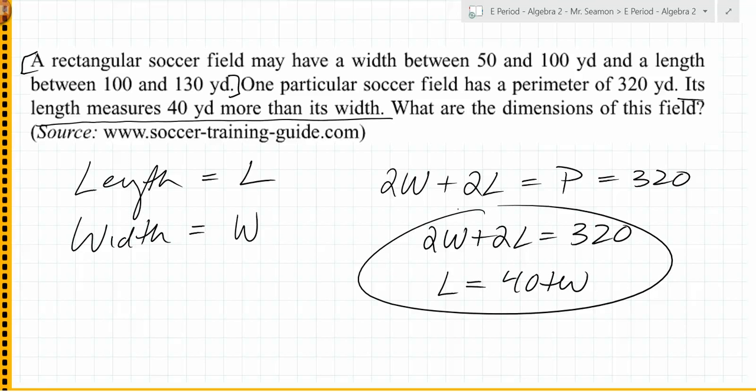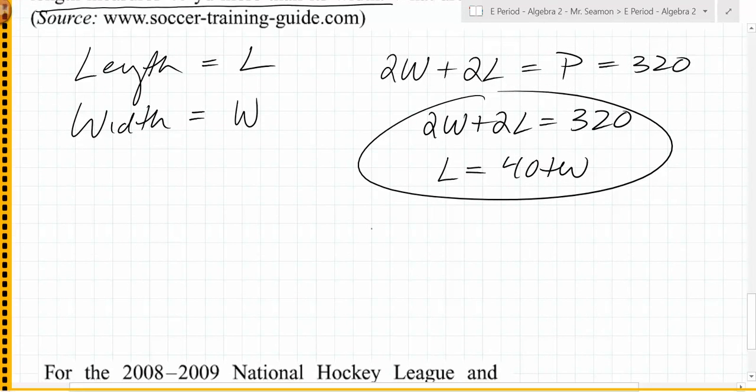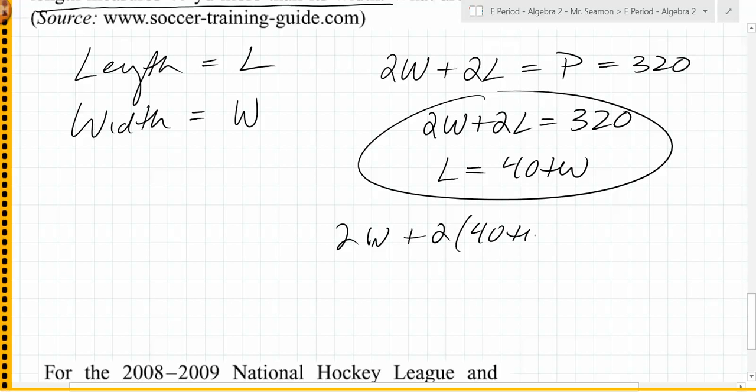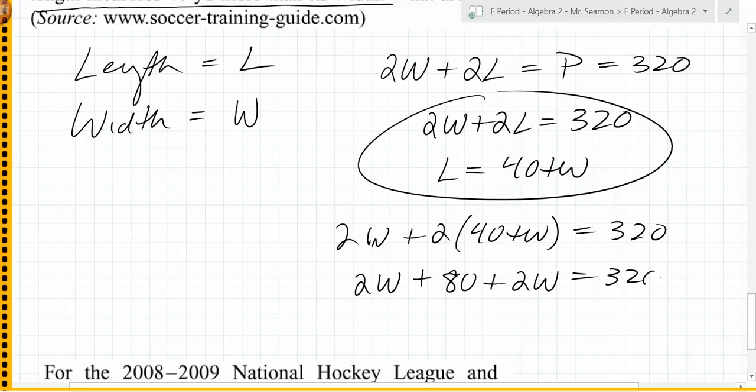What method would be the easiest method to use here? What have they kind of set you up for? Substitution, because they've already isolated L for you. You plug that into the first one and you end up with 2w plus 2 times 40 plus w equals 320. So 2w plus 80 plus 2w is equal to 320.